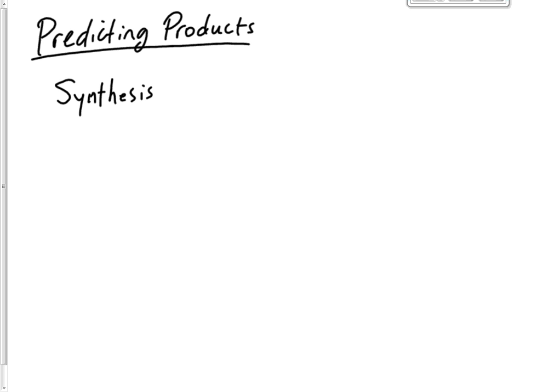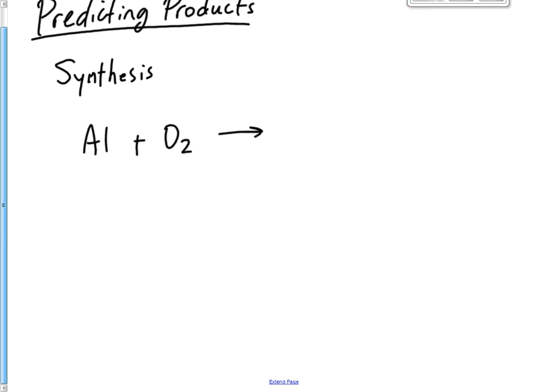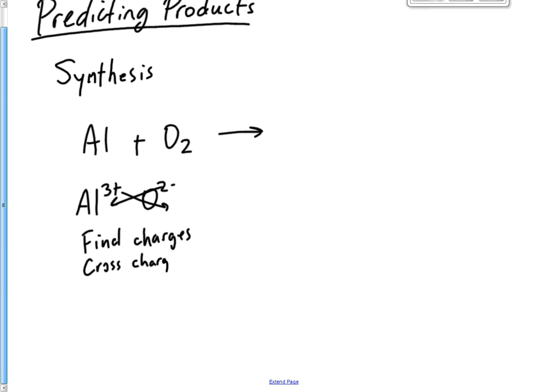Right, and before we get into word equations, we're going to go ahead and just give you the reactants, the actual formulas for the reactants. So the first thing you're going to do, this is just like our ionic compounds that we worked on a couple of sections ago. You're going to find the charges. Okay, so aluminum is a 3+, oxygen is a 2-. So find charges, then cross charges. All right, so we have Al2O3, and there's our answer.